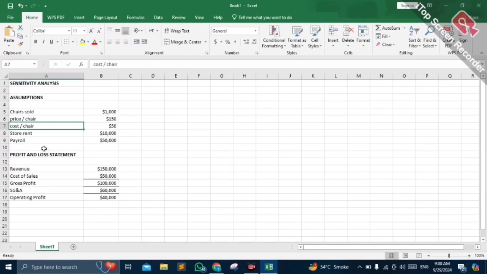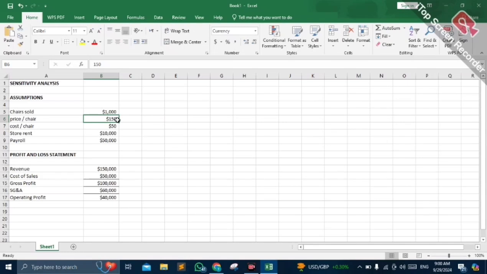And then the next step is that we have to change the input values. For example, if we change our input value, like the price of the chair, to $200, then it is possible that our chairs are not going to sell as much as they did when they were cheaper, because more people tend to buy when things are cheaper, right?